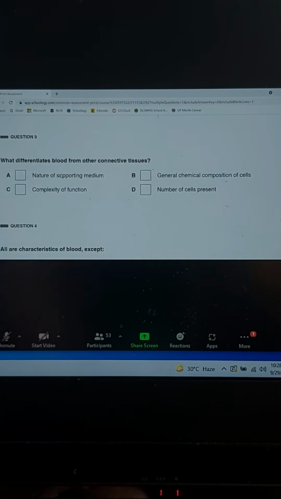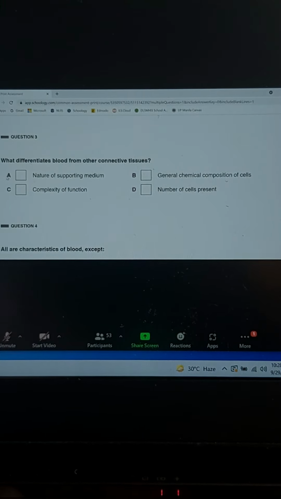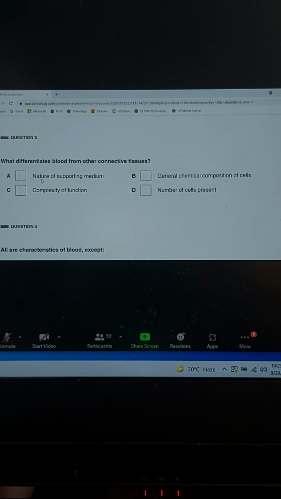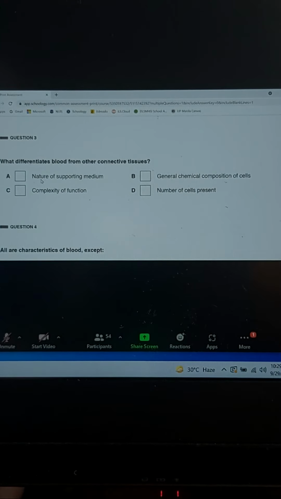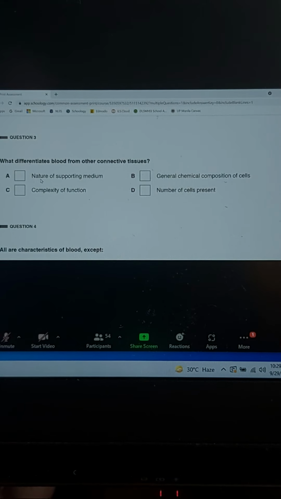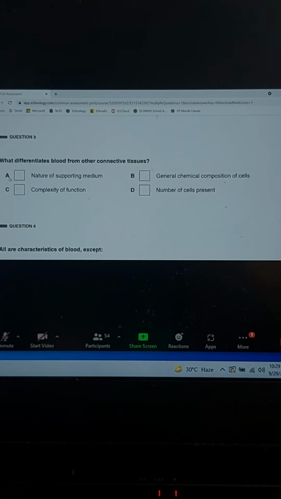Right, so number 3, what differentiates blood from other connective tissues? So the correct answer here is, of course, letter A. Okay, so the nature of the supporting medium, because if you can recall, in your histology, di ba pag mga connective tissues natin, ang ground substance natin, di ba, it's solid. Di ba, doon naka-mount or doon naka-suspend yung ating mga cells ng ating connective tissues. But for blood, the ground substance or the ground matrix is fluid in nature, kaya siya nag-flow. Okay? So for question number 3, the correct answer is letter A.